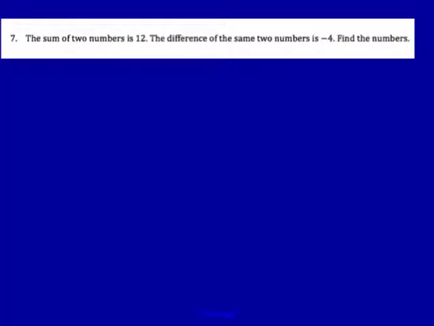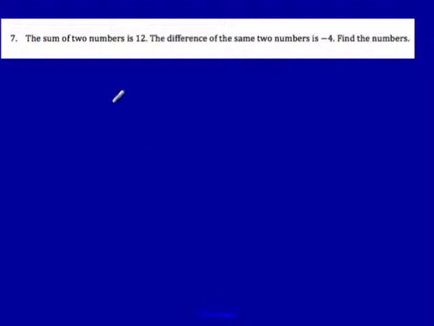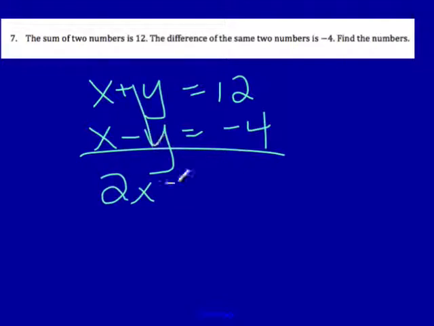All right, last but not least, let's take a look at this word problem. The sum of two numbers is 12. Well, let's make our two numbers x and y. So x plus y is equal to 12. The difference of the same two numbers, so now we're going to subtract them, is negative 4. So difference means subtract. So really, this problem is very easily set up for elimination. So I can go ahead and add down the columns. X plus x is going to give me 2x, and then my y's are going to cancel. 12 minus 4 is going to give me 8. Then I'm going to divide both sides by 2 and end up with x is equal to 4.